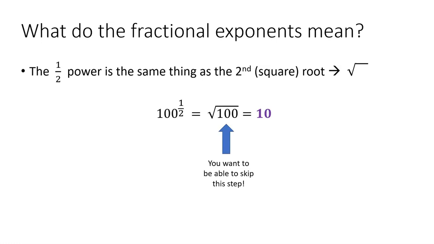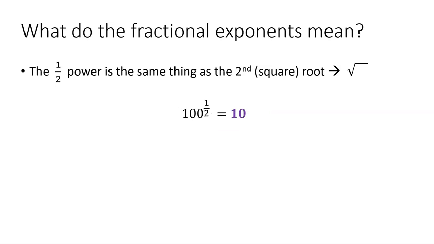Our goal is we want you to be able to skip that middle step and just realize that 100 to the 1/2 power, well, that's the square root of 100, it's 10, without having to write the square root. So we want you to get used to the fact that anything to the 1/2 power is the square root. So you try this one and evaluate what 9 to the 1/2 power is. It's 3.